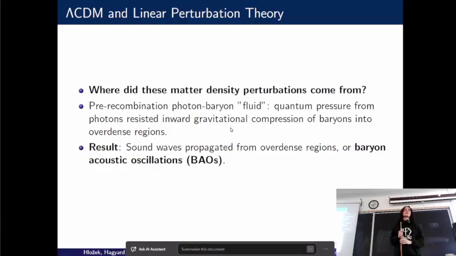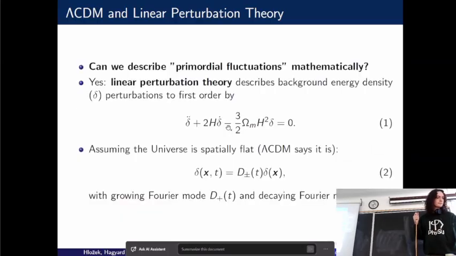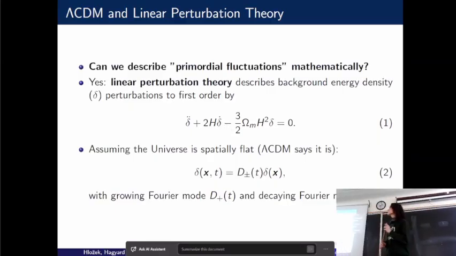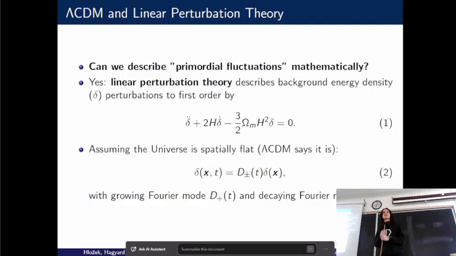It's just that if you work out, as I mentioned, the Boltzmann equations, which I will get into in a minute, you see that there is this sort of acoustic oscillatory behavior as a result of the resistance within the photon baryon fluid. So that's a good segue into the next part of my presentation, which is answering this question: where do we know that these fluctuations come from?